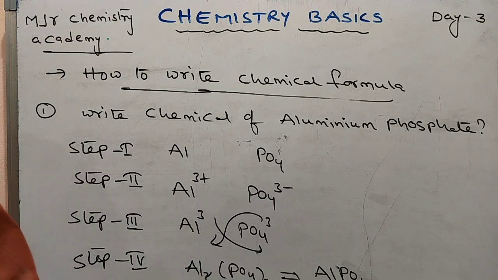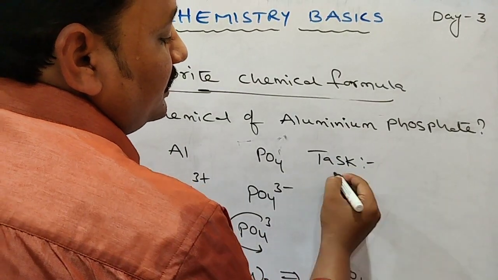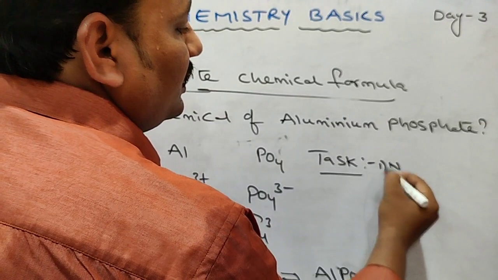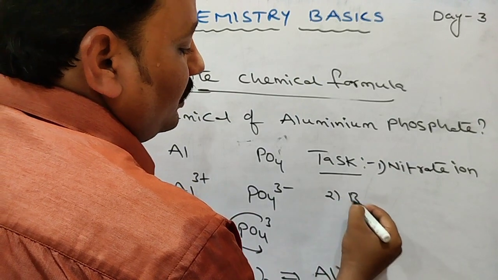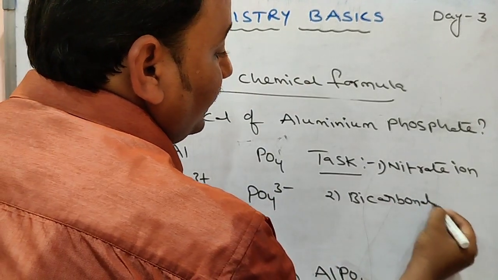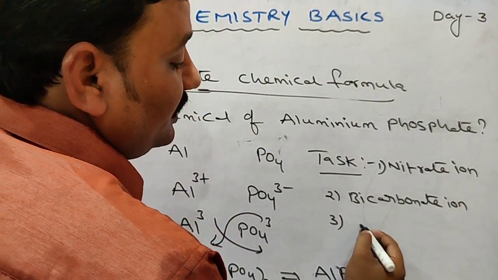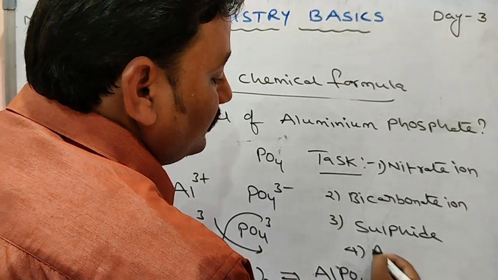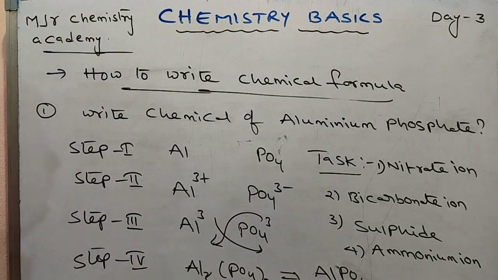Guys, I think you understood today's topic. Practice writing the formulas of some remaining compounds. Today I have given you a task. Tell me the nitrate ion formula, first one. Nitrate ion formula, and bicarbonate ion formula, sulfide ion, and ammonium ion. This is the task for you.